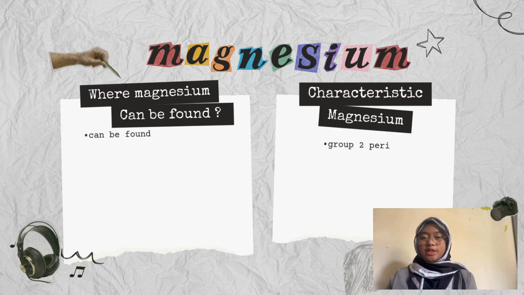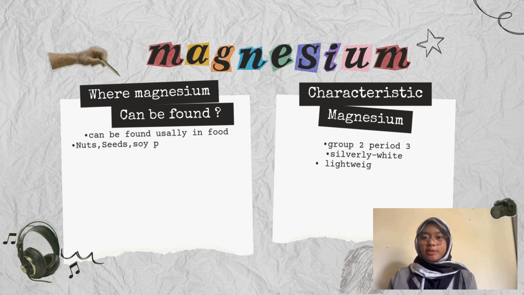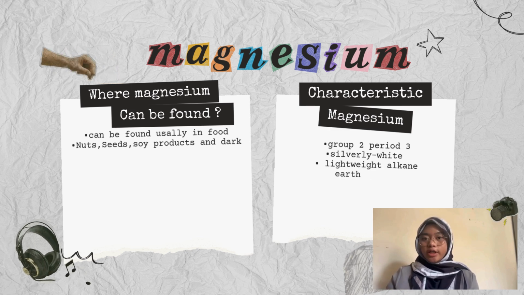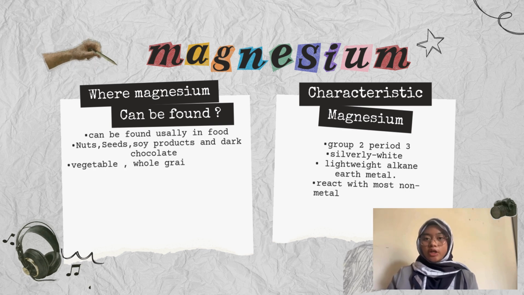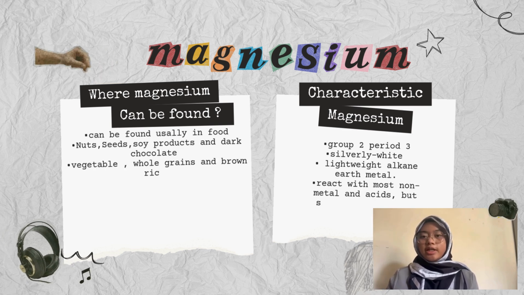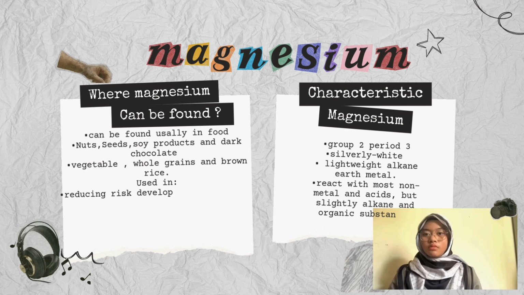Characteristic of magnesium: magnesium is placed in group 2 and period 3 in the periodic table. It is a silvery white and lightweight alkaline earth metal. It also reacts with most non-metals and acids, but only slightly with alkalis and other substances.